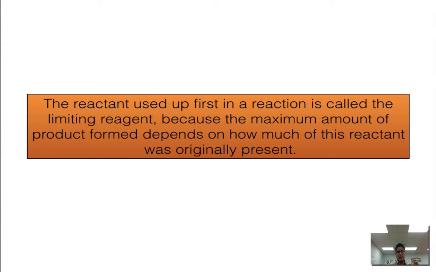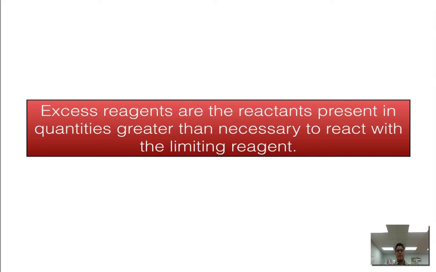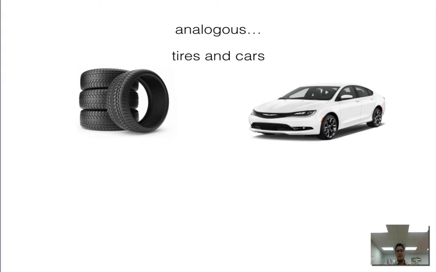The amount of product that you end up with depends on the amount of limiting reagent that you have, because the maximum amount of product formed depends on how much of this reactant you have. The excess reagents are the reactants present in quantities greater than necessary to react with the limiting reagent. That's the reactant that you're going to find you have extra of. That's going to be the leftover.